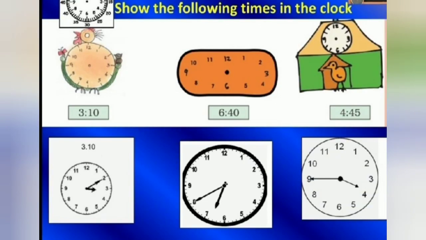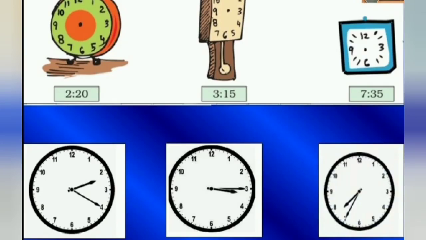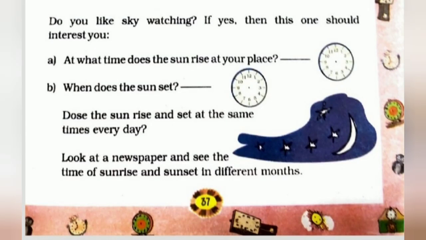Now let us see the next picture. So 2:20. The short hand, the hour hand, is between 2 and 3, and 20 minutes means the long hand, the minute hand, is on 4. 3 hours 15 minutes, the hour hand is on 3, and the minute hand is also on 3. Okay. Now next 7:35. The small hand is between 7 and 8, and the minute hand is on 7 exactly. So it is 7:35.